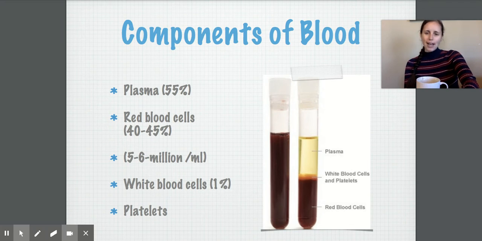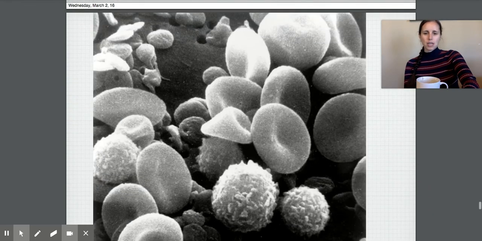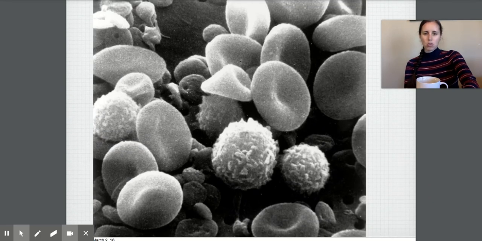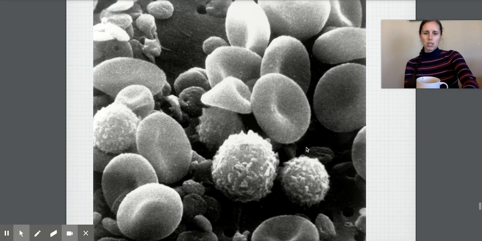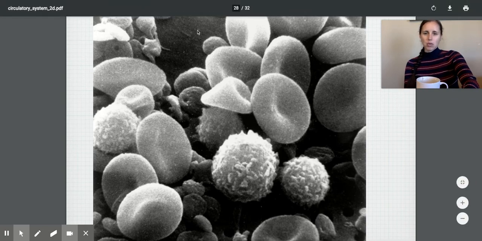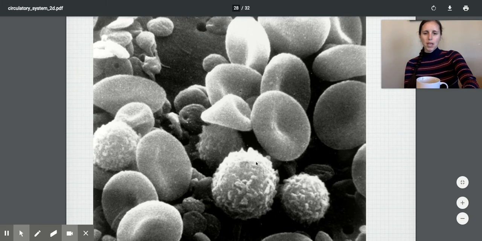Each of these actually has a very specific job. So we're going to talk about what each of them does. This is actually a great microscope picture where you can see different components of the blood. The plasma would be the liquid. Everything is flowing between. These big globular things, these are white blood cells. These things that almost look like donuts, these are red blood cells.